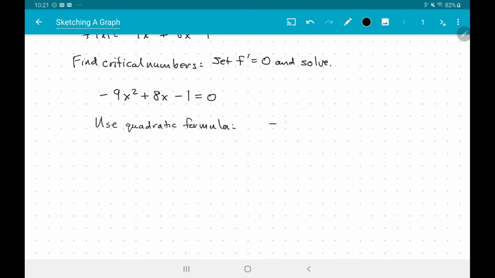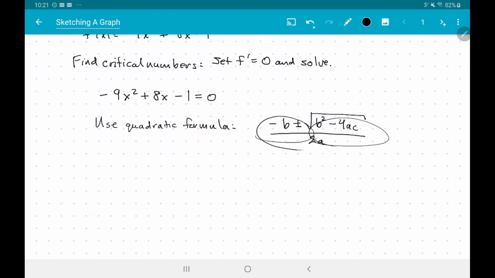Remember that the quadratic formula is negative b plus or minus the square root of b squared minus 4ac all over 2a. Be sure that everything that should be under the square root is, and be sure that the fraction bar goes where it should, otherwise you will end up with a mess. Okay, for our equation, a is negative 9, b is 8, and c is negative 1.